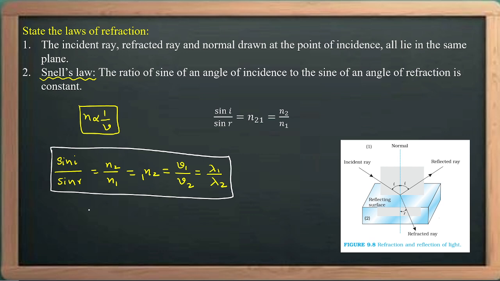So what is n here? n is refractive index. v is the velocity. And lambda is the wavelength.